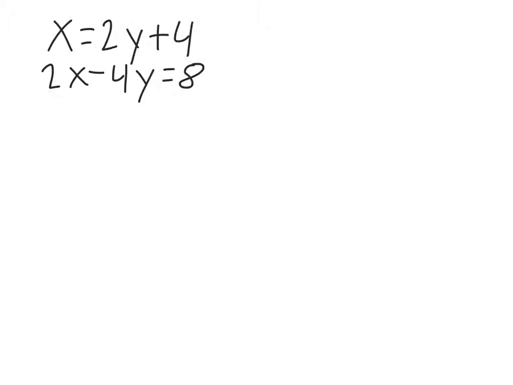Let's get started. Alright, so we start with our system, our two equations. And so we have x equals 2y plus 4 and 2x minus 4y equals 8. So the first equation already has x solved for us. So let's put that in our box. Now we want to replace it into the second equation.